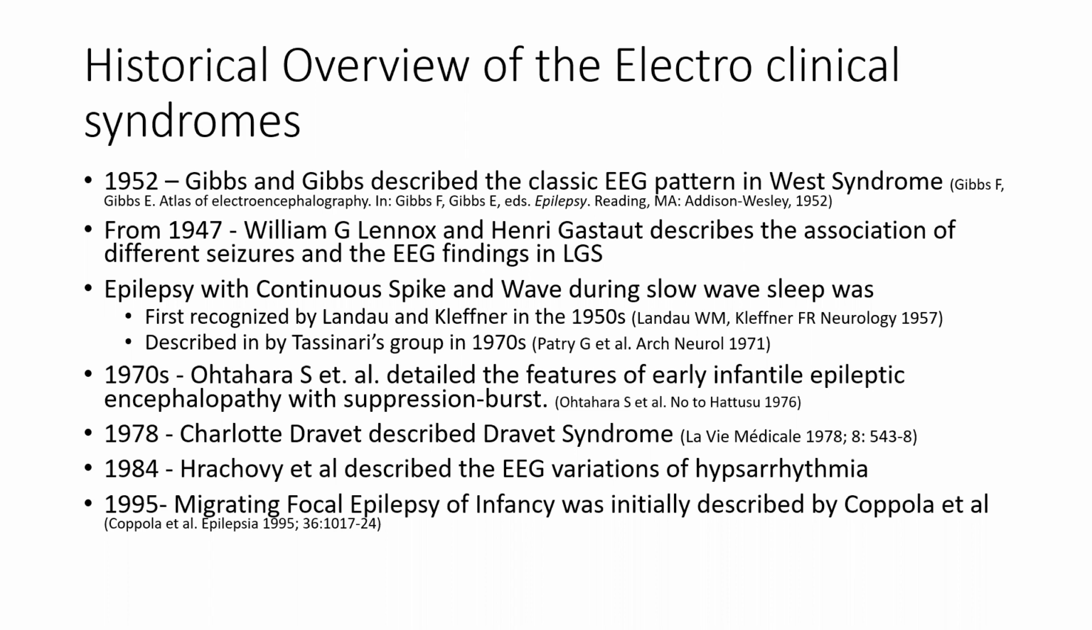From 1947, there were initial descriptions by Dr. William Lennox and Henry Gastaut, one of my favorite physicians of the past, and they described the association of different seizure types with, then in the 1950s, findings on the EEG, to what we know today as the electroclinical syndrome of Lennox-Gastaut, okay?